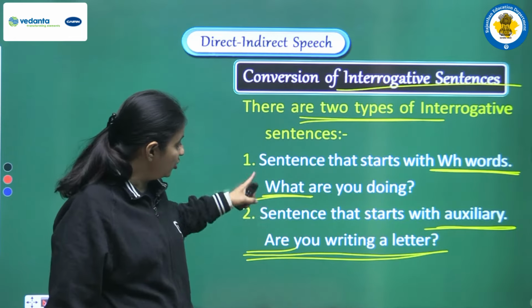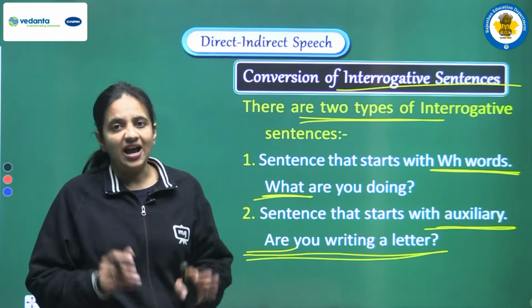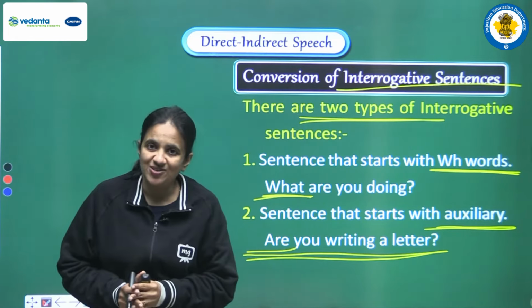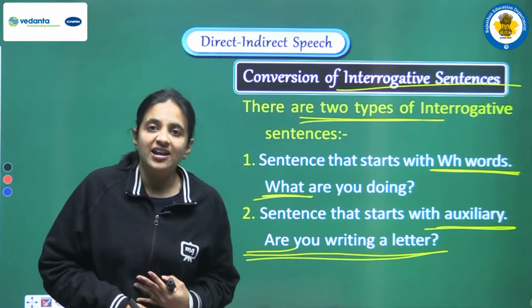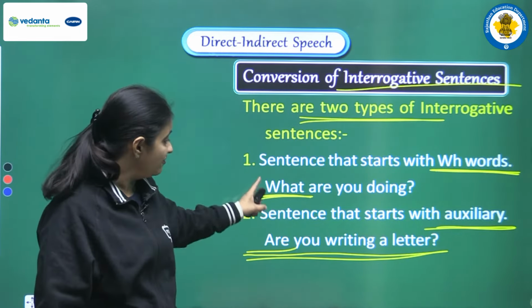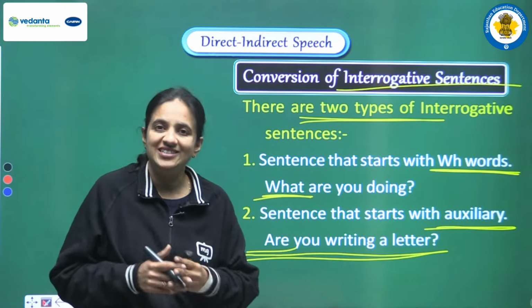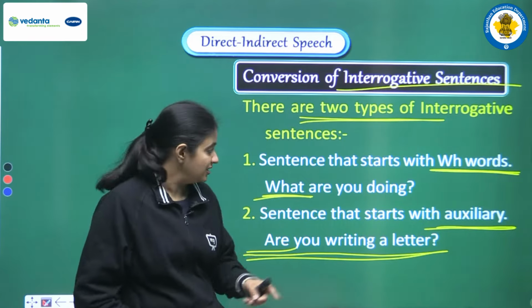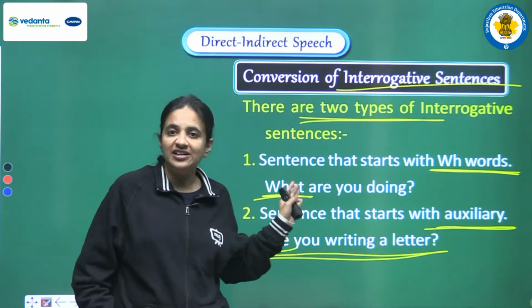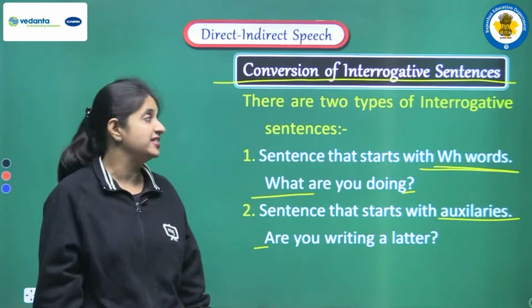We can have any helping verb, and we can have any modal auxiliary also. So these are two different types of interrogative sentence, and we have some changes in the rules for the two different types. What are the rules, what are the changes that we have to make, that we will discuss here. We will discuss both the different categories of interrogative sentence. So let's see the rules.